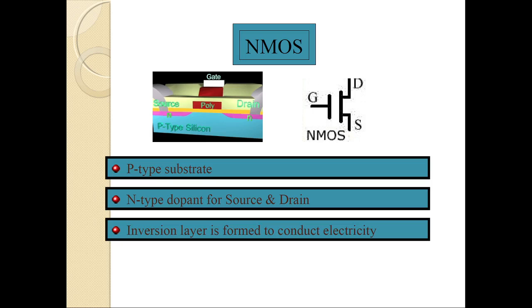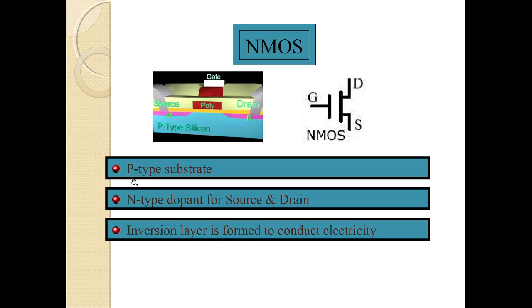So how NMOS and PMOS are constructed, that we will see. If you are observing this diagram of the NMOS, the gate, source, and drain are there. My drain is of N type, and P type silicon is connected over there. So in NMOS we are using a P type substrate, and N type dopant for the source and drain. As it is NMOS, an N enhancement MOSFET, the channel will be of N type region.